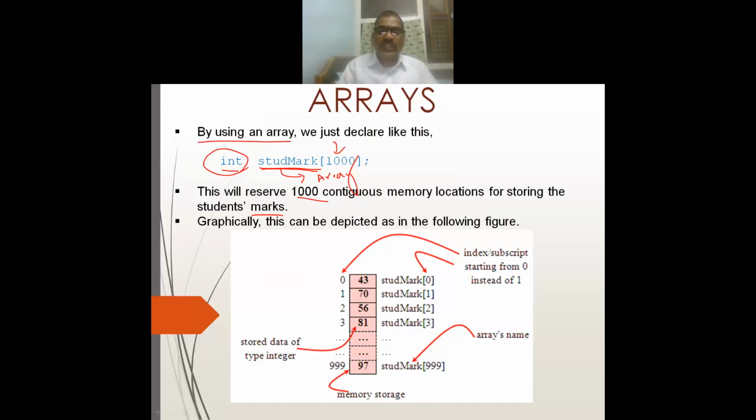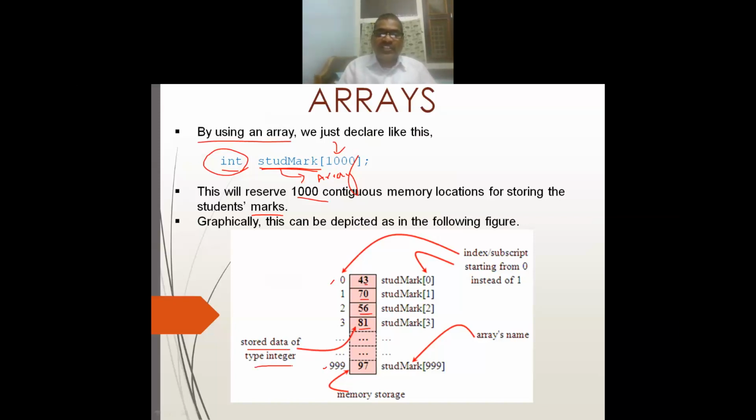Graphically, this can be shown in the following figure. For example, 43 is the mark scored by the first student, and 70 is the mark of another student. Like that, you are storing the marks scored by 1000 students, starting from the 0th index and going up to 999. This is what we call memory allocation or memory storage. So what type of data is stored in this particular array?